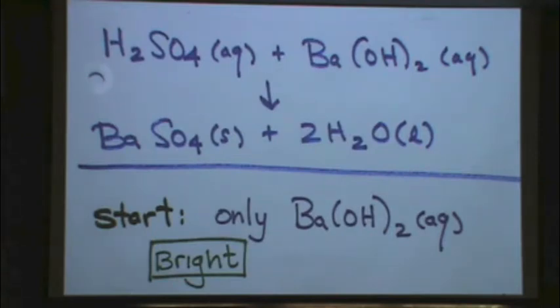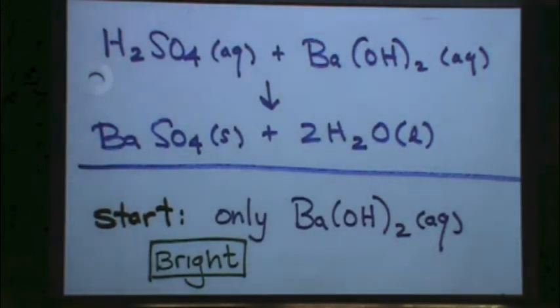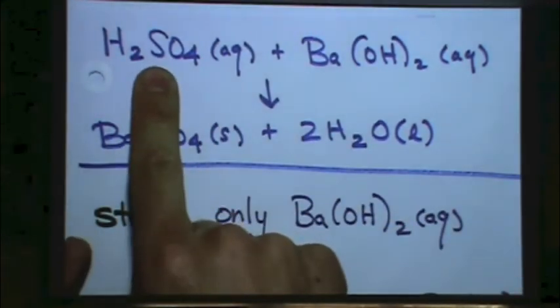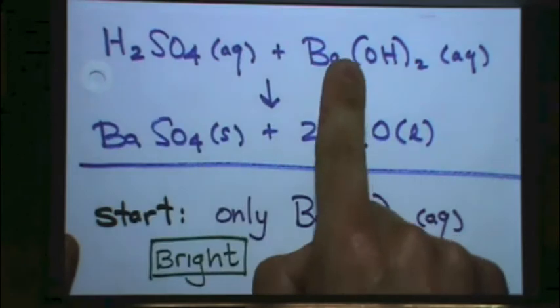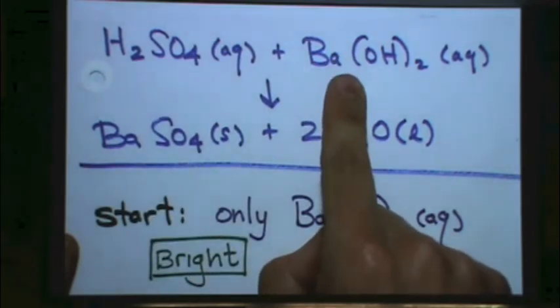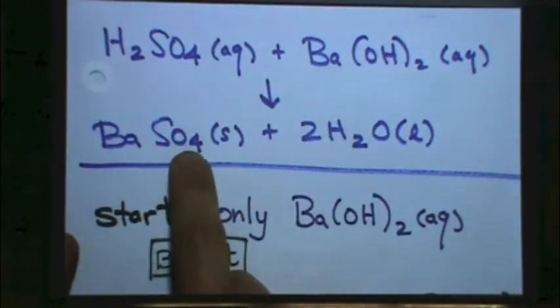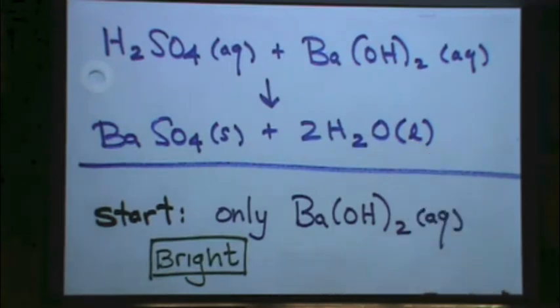Okay. And let's dim the lights a little bit for mood. Okay. What's going to happen? This is a subset of the double replacement. This is a strong acid. How do I know it's a strong acid? It's on the table. This is a strong base, and then I formed a solid plus water.